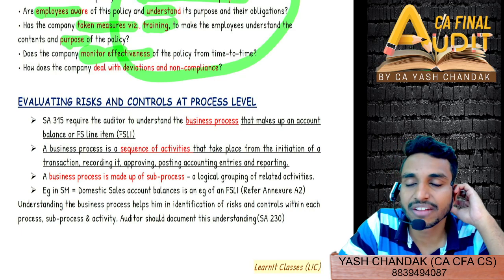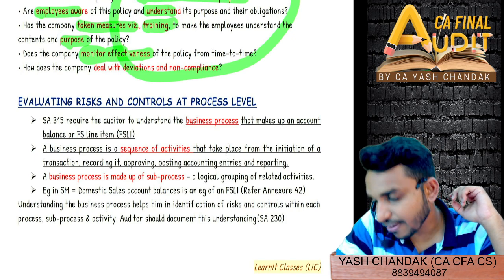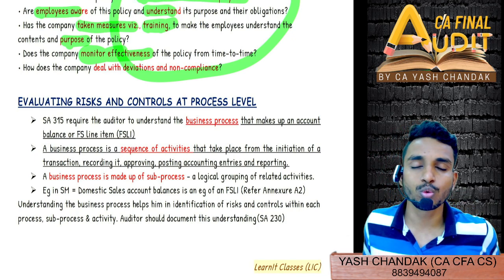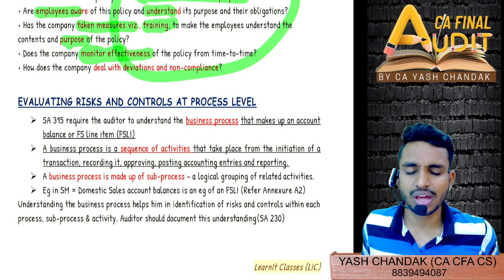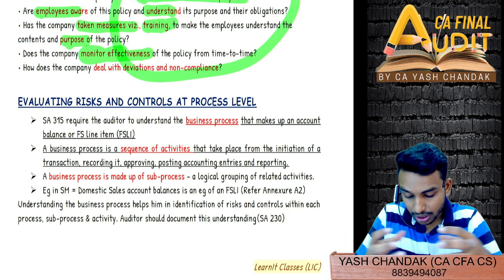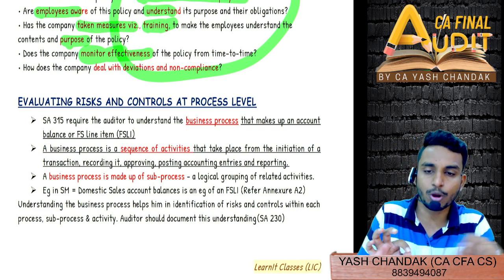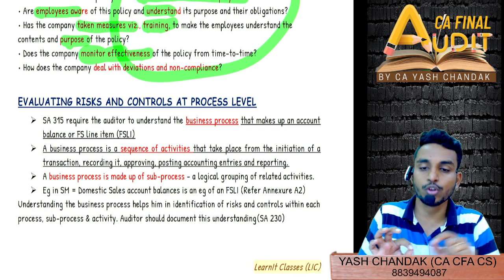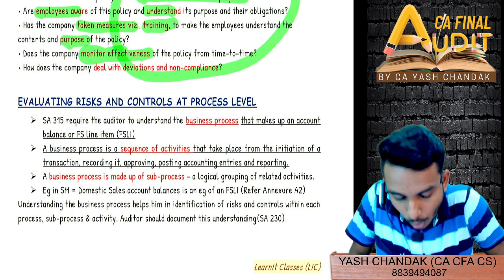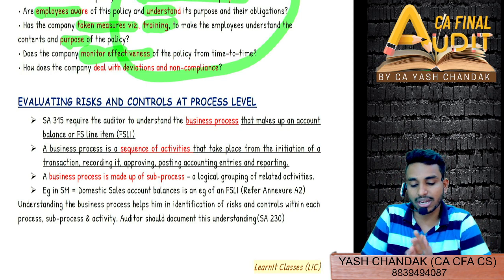Now comes not entity level control but process level control, transaction level controls. So for process level controls, we have to again evaluate the risk and controls at the process level. SA 315 now requires you to do this assessment of risk at the business process level that makes up an account balance or FSLI. What do you mean by FSLI? Financial statement line item, like purchase, other expense, employee benefit expense, depreciation and amortization, revenue from operations, other income. These are all financial statement line items, FSLI. And similarly an account balance. So a business process relates pervasively or pertains more to an FSLI or account balance.